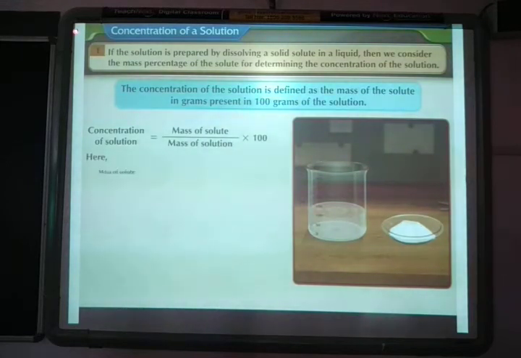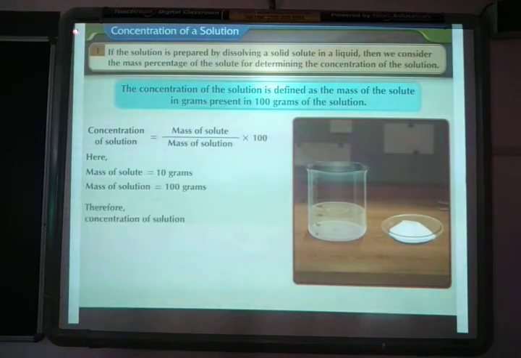Here, mass of solute equals 10 grams. Mass of solution equals 100 grams. Therefore, concentration of solution is 10 divided by 100 multiplied by 100. That is equal to 10% by mass.